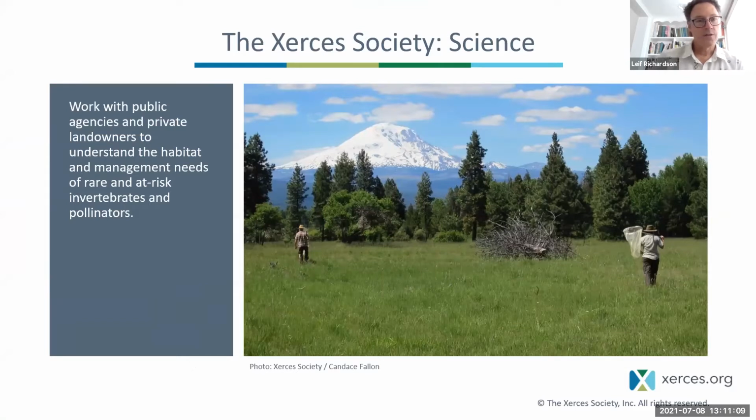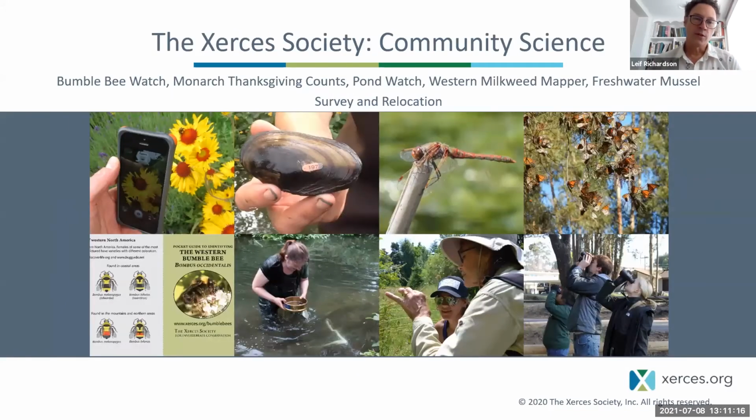And in this work, we are doing science-based research. So we do an awful lot of community science, sometimes called citizen science. This is an example of one of those initiatives, right? So we've got this project, we're going to train you, give you information, and we hope that you will be interested to join us to do some field research to try to find Franklin's bumblebee. But we have many other community science projects, including Bumblebee Watch, Thanksgiving Monarch Counts, Pond Watch, Western Milkweed Mapper, and others.